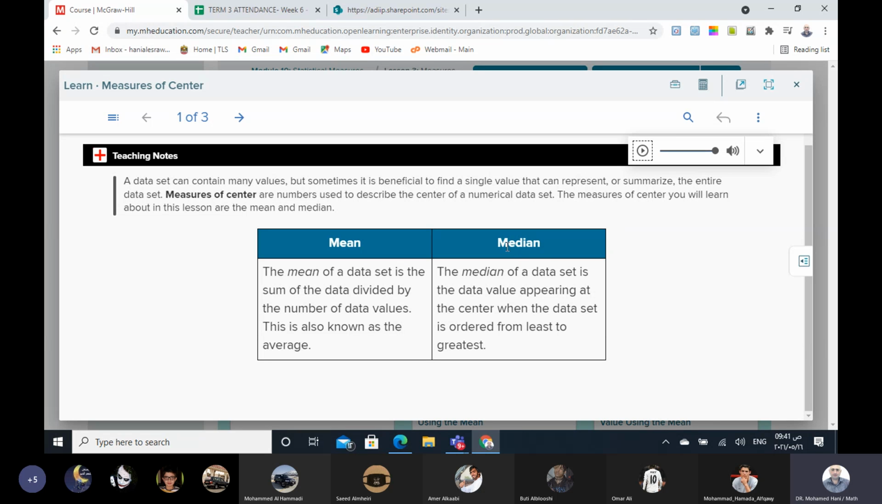Then the next idea, median. What is the meaning of the median? The median of a data set is the data value appearing at the center when the data set is ordered from least to greatest. Continue, please.